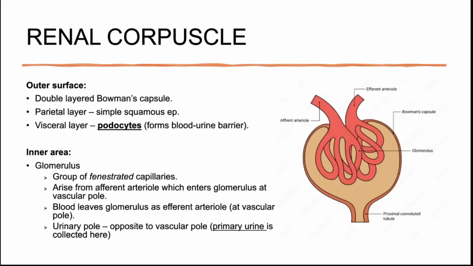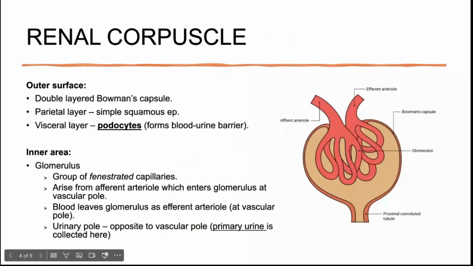So firstly, we have the renal corpuscle. The renal corpuscle has this outer structure, which is called the Bowman's capsule. And the Bowman's capsule has two layers, as you can see here. The first layer, or the outer layer, is called the parietal layer, and it is lined by a simple squamous epithelium, whereas the inner layer is lined by special cells called podocytes.